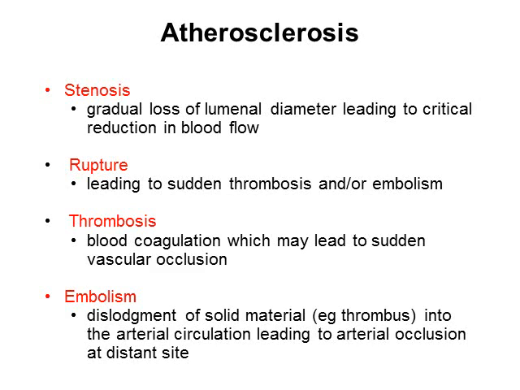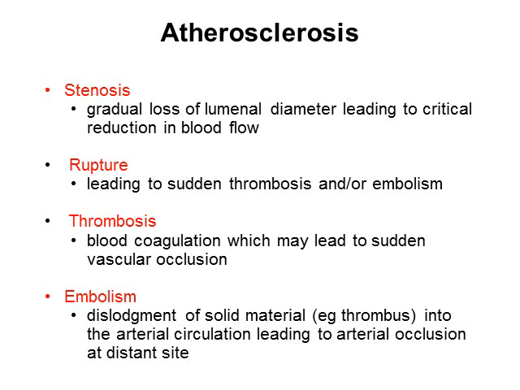There are 4 parts of the puzzle with atherosclerosis. The first is stenosis, which is a gradual loss of luminal diameter leading to a critical reduction in blood flow. If this happens, say, in the heart, then you start to starve the heart muscle of oxygen. Rupture will lead to a sudden thrombosis and/or embolism.